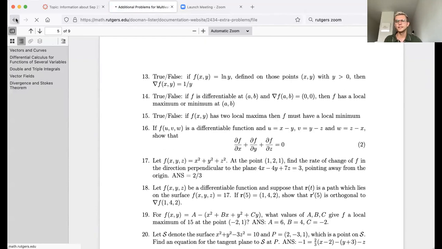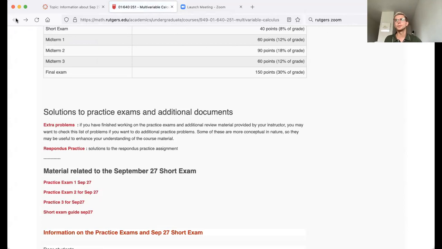No, the upload minutes are upload minutes in the sense that you cannot keep working on the problems after the exam concludes.